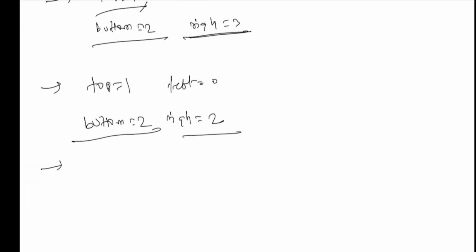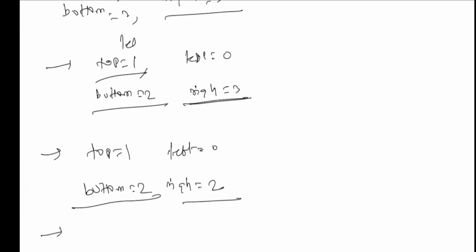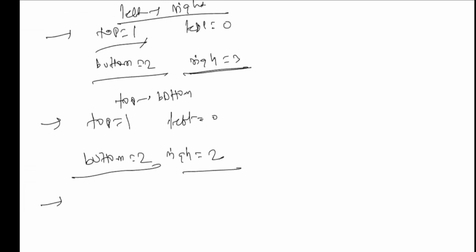In the third loop, right, in the first loop, what we are doing, we are just moving from left to right. This is crucial, right? We are moving from left to right. In the second, what we are doing, we are moving from top to bottom, right? Firstly, we are moving from left to right. Secondly, we are moving from top to bottom. Here we are moving from right to left.